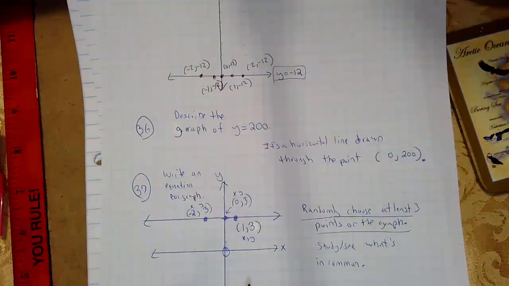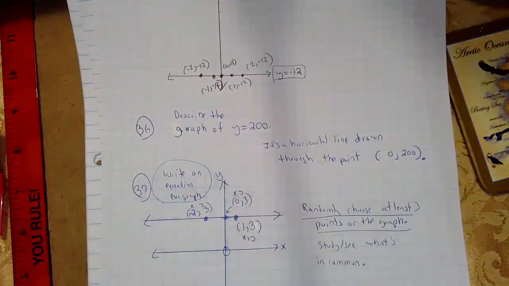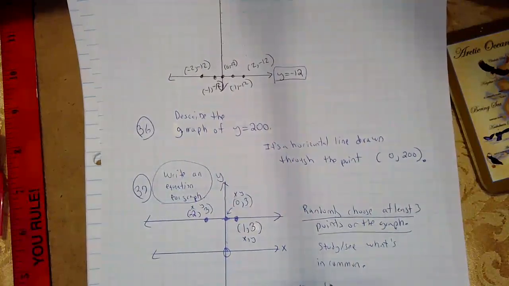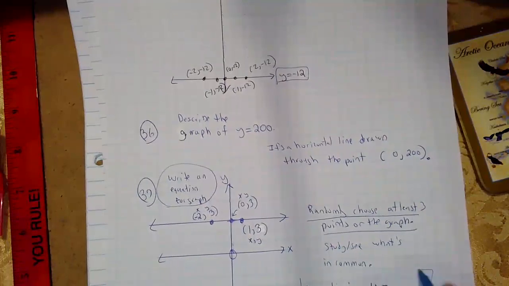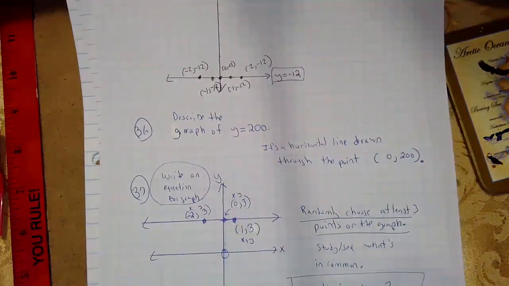They want you on 37 to write an equation for the graph. And this is a horizontal line. They started off going to the point 1, 3, okay? And so when you write an equation for the graph, we would say the equation is y is equal to, and look what you have in common. All the y's are 3. So y is equal to 3 on that problem there.